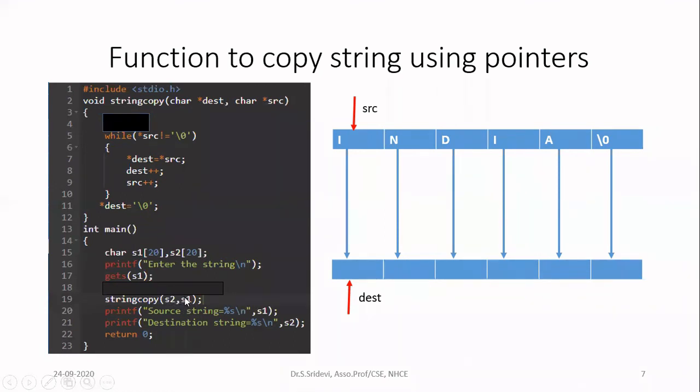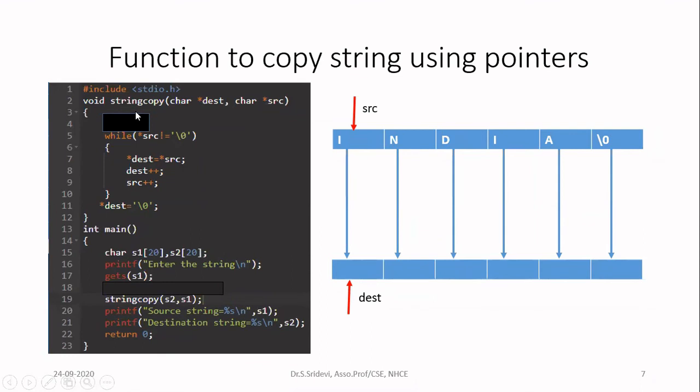When I write simply the name of the array, the base address of the array will be passed. So I have to receive the base address in a pointer variable. So I am declaring here a pointer variable. Now what type of pointer? S1 and S2 are character arrays, so declare character pointers.